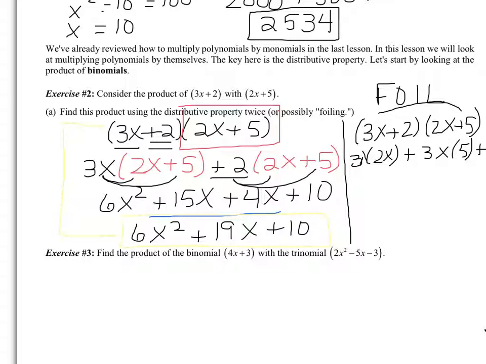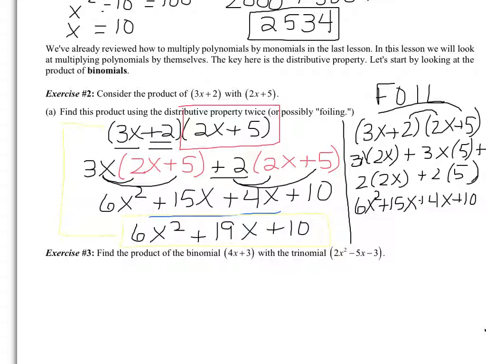We're going to do the I as the inside two terms, so I'm going to multiply 2 times 2x. And then I'm going to take the last term, which is the plus 2 and the plus 5, and I will multiply those as well. And so what we end up with when we do these 4 separate multiplications is the 6x squared. We get plus 15x, plus 4x, and plus 10.